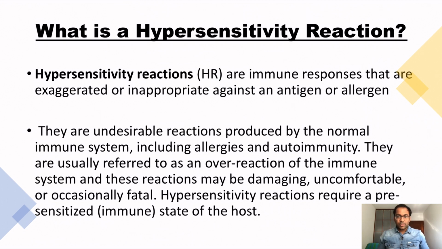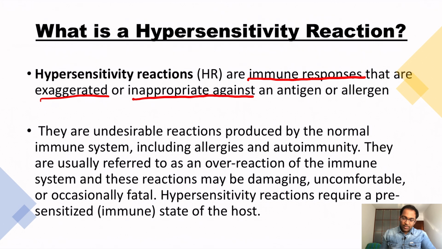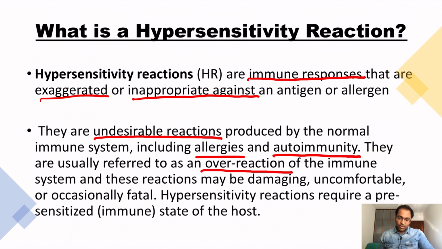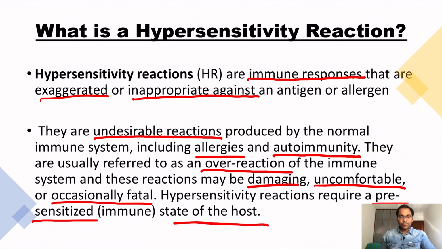And we have many examples of hypersensitivity reactions, so I'll be going through each of them. But let's see what the definition is. Hypersensitivity reactions are immune responses that are exaggerated or are inappropriate against an antigen or allergen. They are basically an undesirable reaction produced by the normal immune system, including allergies and autoimmunity. So the exaggeration could be an allergy or autoimmunity. They are usually referred to as overreaction of the immune system, and these reactions may be damaging, uncomfortable, and occasionally fatal. Hypersensitivity reactions require a pre-sensitized, very important, pre-sensitized state of the host.